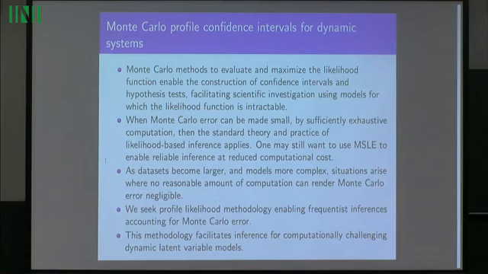As data sets become larger and more complex, no reasonable amount of computation can render Monte Carlo error negligible. That's basically saying that in the Monte Carlo framework, we can't expect convergence. But we still want to do profile likelihood methodology, and we want to make allowance for the fact that things will not have converged. And we're particularly going to do this in the context of dynamic latent variable models, which the HIV example I put up at the start is one of.